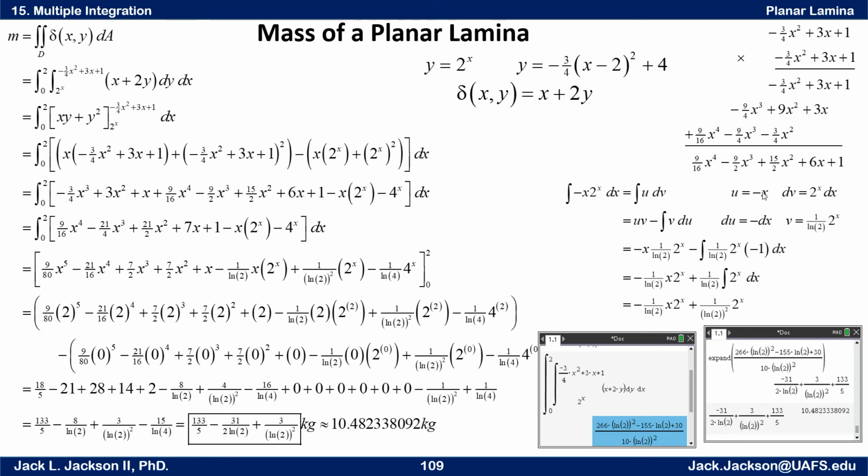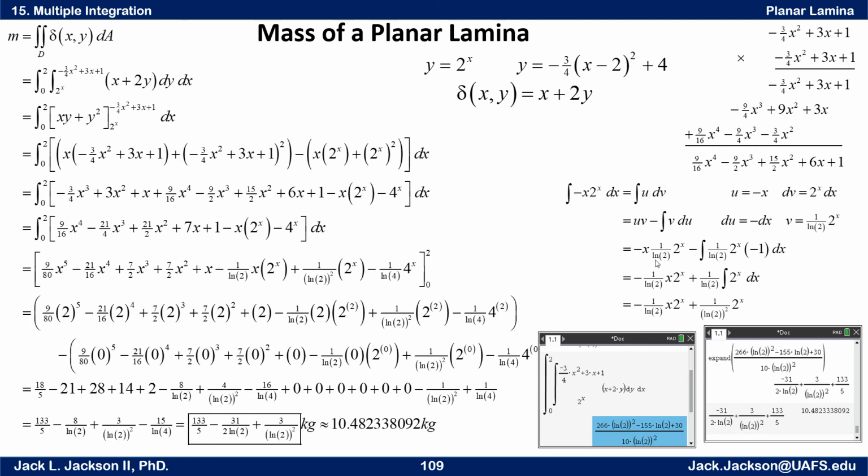Now, of course, to do this, we had to first find du and v. We take the derivative of the u, which is negative 1 times our dx for our du, and the antiderivative over here is 1 over log 2 times 2 to the x. And that's how we find our v.